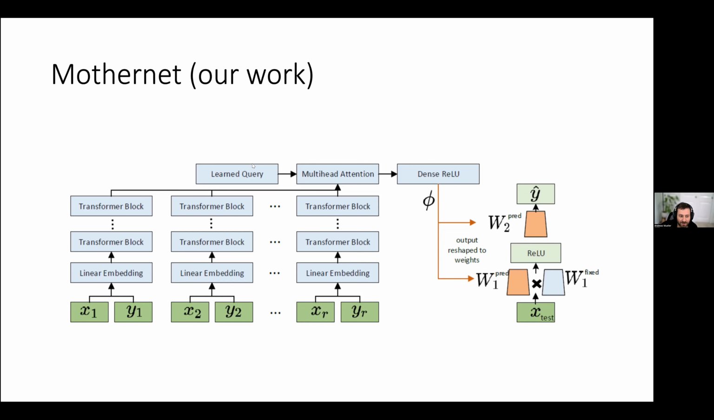For a long time, I thought the reason I had this learned query here was so I can control the dimensionality of the output of the dataset embedding independent from the size of the hidden layer in the transformer, which I thought was nice. So I could put more capacity in this decoder stage and make the bottleneck a little bit less big. Turns out that actually doesn't really help.